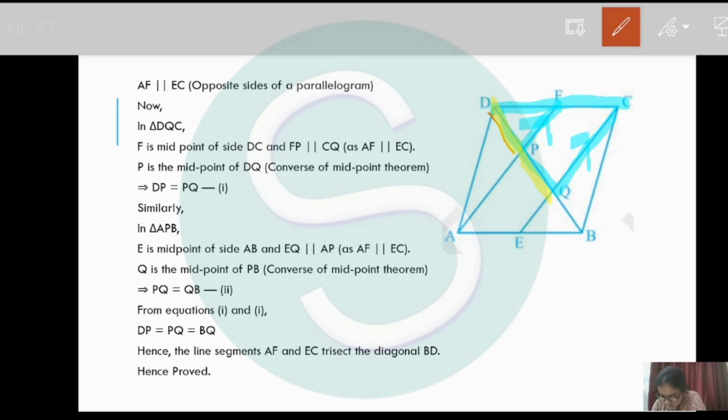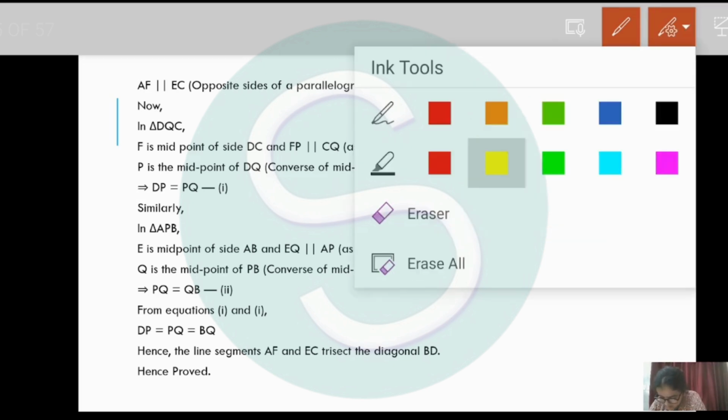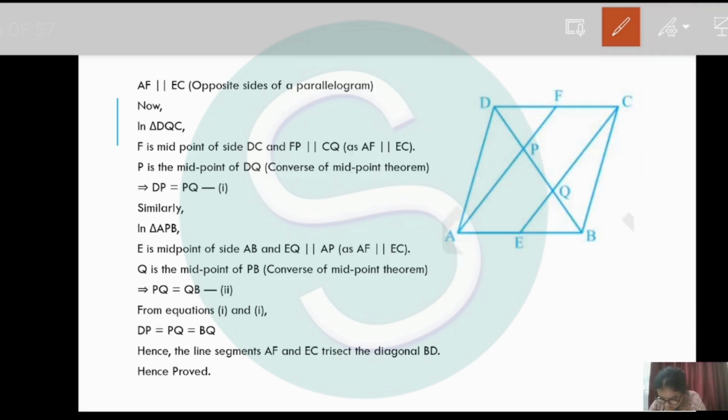Now in triangle ABC, this triangle, since AFCE is a parallelogram, QE will be parallel to AP, right. And since E is a midpoint of AB, E is the midpoint, and the line cuts PB at point Q, and QE is parallel to AP. So by converse of midpoint theorem, Q is a midpoint of BP.